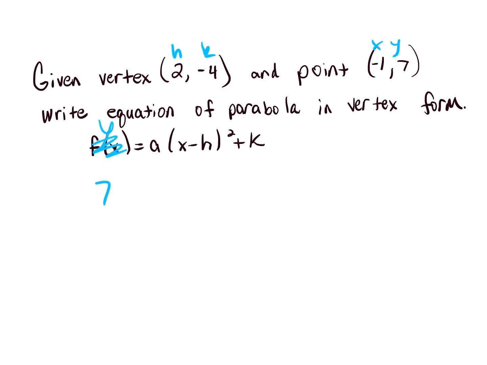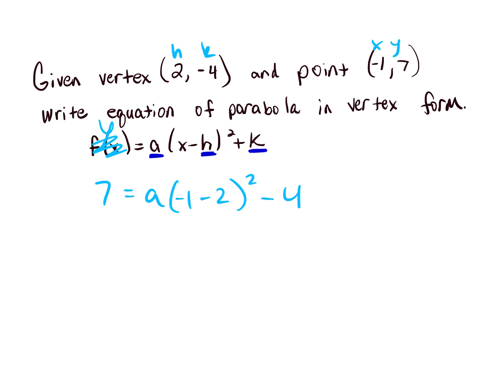So we have 7 is equal to a times x minus 2 squared plus k. Oops, x, I forgot to plug in, is negative 1. And then plus k would be minus 4. So what am I missing? A. So I need to solve this to find a. And then once we find a, we're going to plug in a and our vertex, h and k. And that'll be our equation of the parabola.